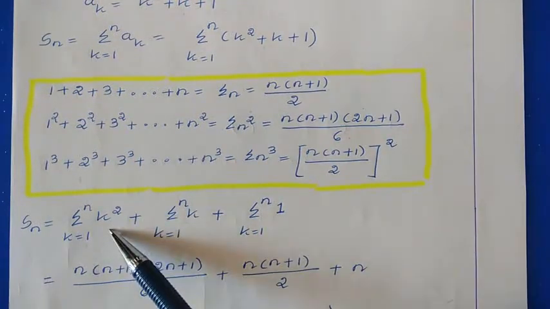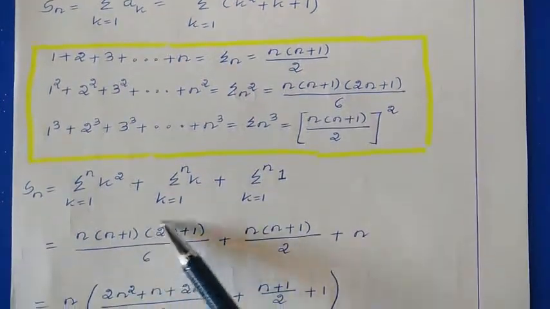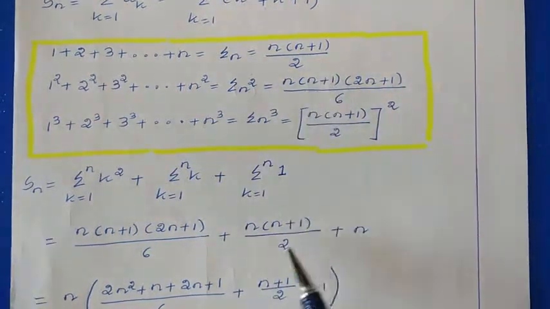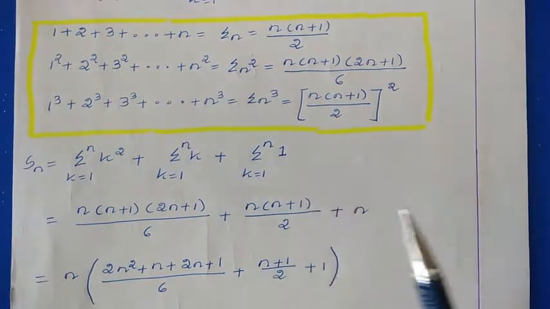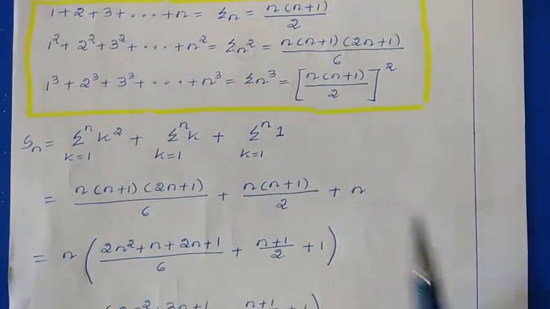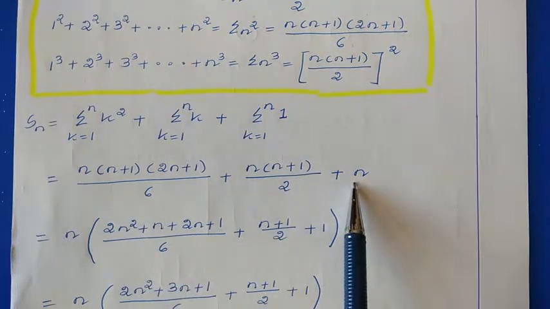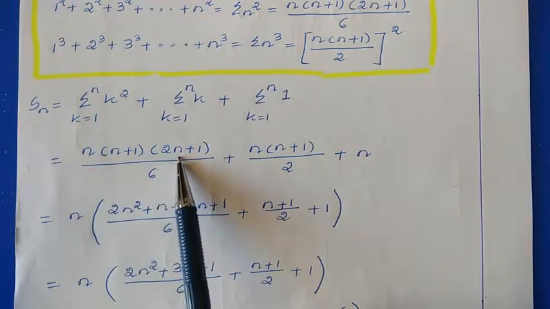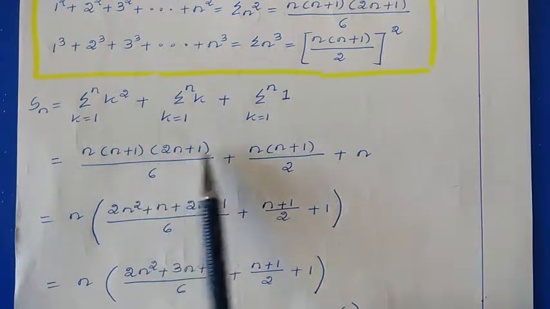We know the value of sigma k square or sigma n square is this one. So just put that value, n into n plus 1 into 2n plus 1 divided by 6, plus sigma k value, that is nothing but n into n plus 1 divided by 2, then plus sigma k is equal to 1 to n 1, that is 1 n times, that is nothing but n only. Then from these three values you can take the common term n out. If I take the common term n out, then we have remaining n plus 1 into 2n plus 1. So you multiply this with this one. So we get n into 2n, that is 2n square, n into 1, that is n, 1 into 2n, plus 2n, then 1 into 1, that is 1.